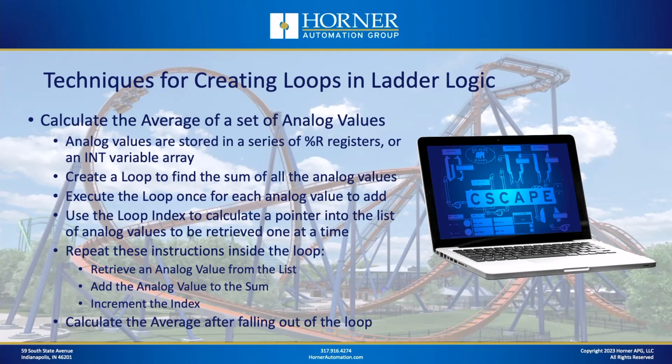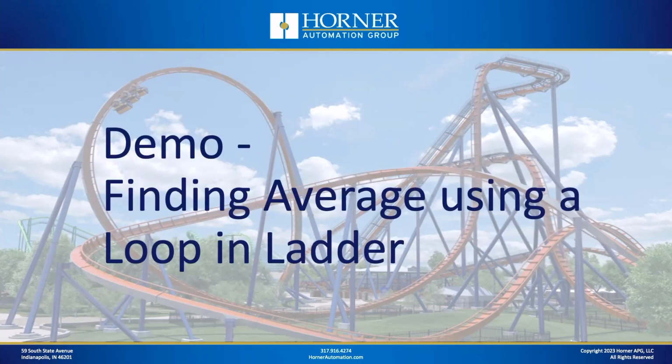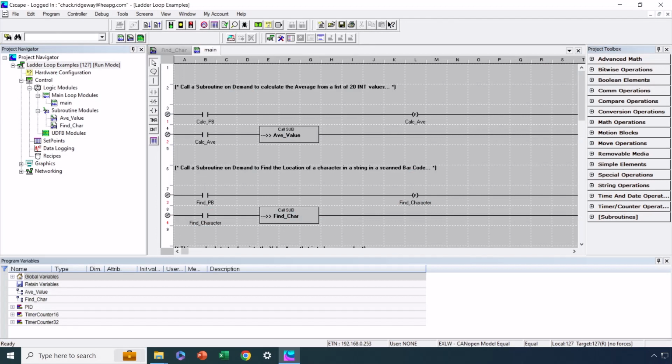And then once we're done with the loop, in other words, once we fall out of the loop and we've calculated the sum, then we can just take that sum and divide it by the number of values in the list, and that will give us our average. Okay, so let's head over to Cscape and take a look at the logic we've created to execute this application using a loop.